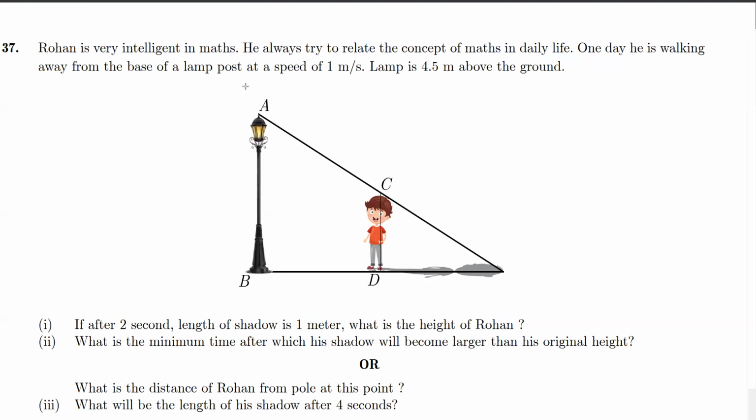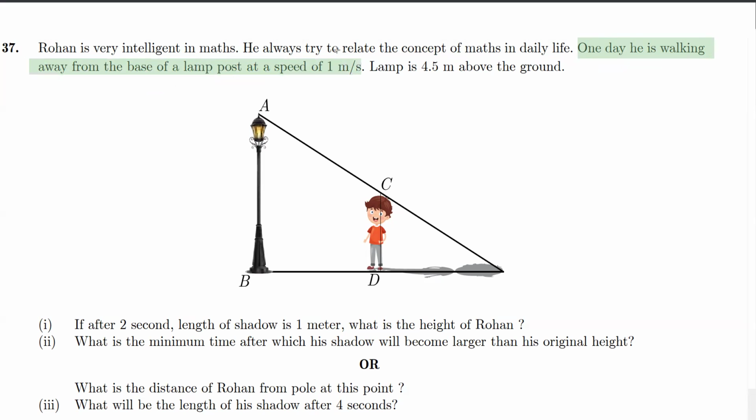We have one question from the chapter Similar Triangles. The question says Rohan is very intelligent in mathematics and he always tries to correlate the concepts of maths in daily life. One day he was walking away from the base of the lamp at a speed of 1 meter per second.